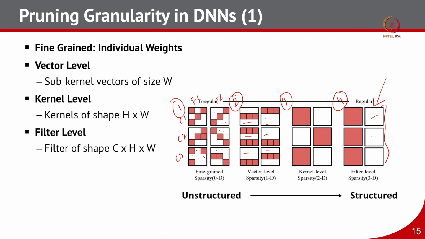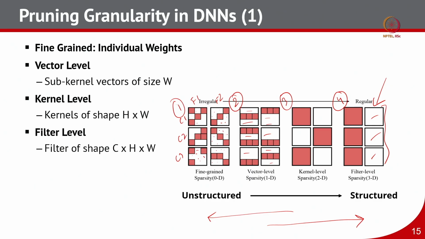So, that is why you can see that the whole filter is removed here, and that is why we have all zeros for those weights. Now, as we go from left to right, on the left side are the examples of unstructured pruning, and on the right side are the examples of structured pruning. As we go from left to right, the pruning becomes more structured, right.